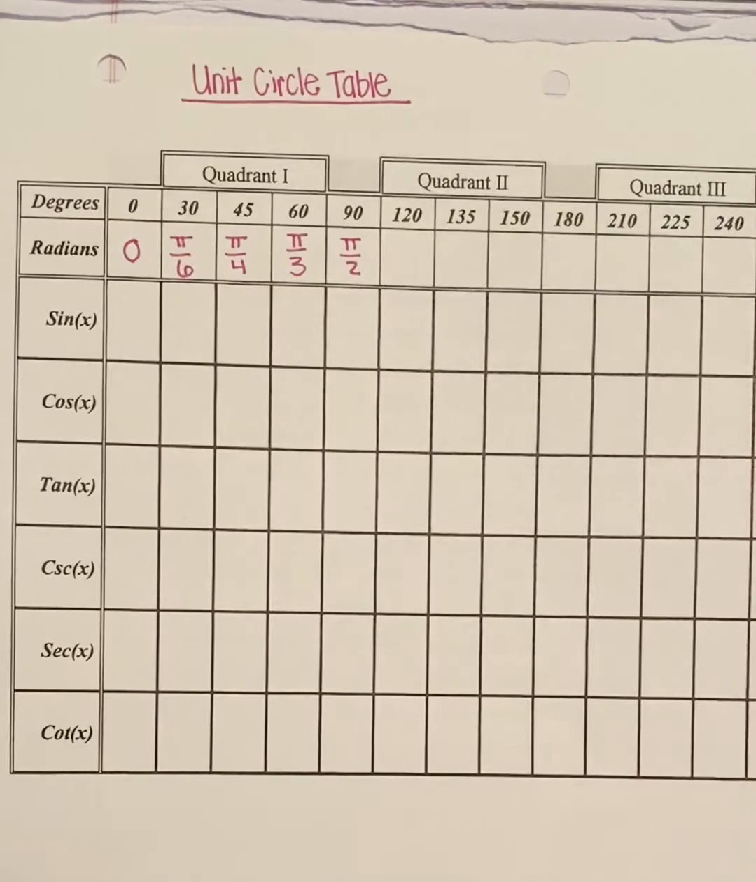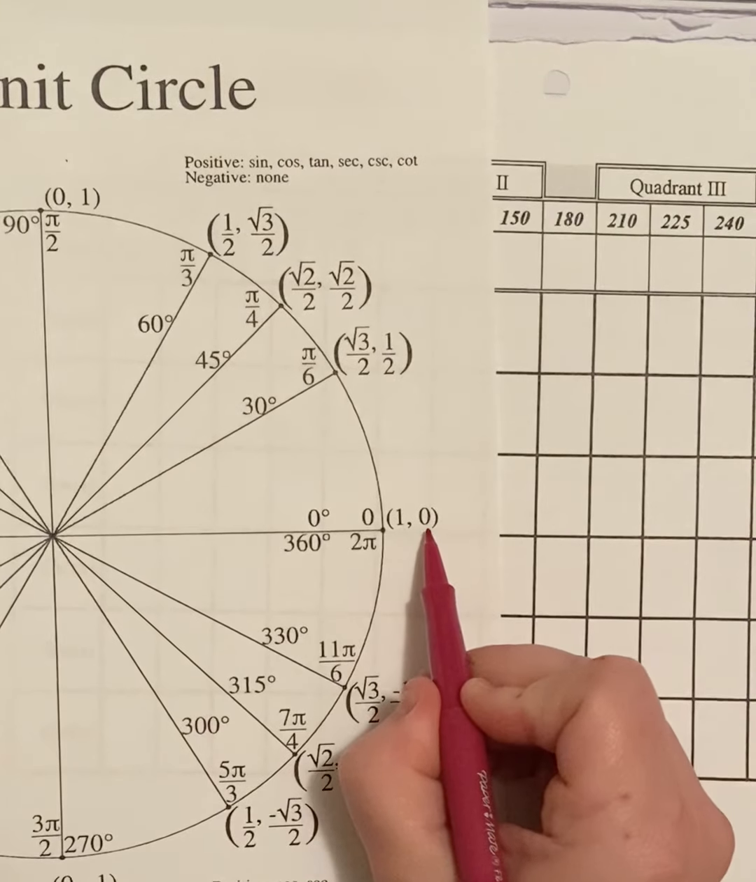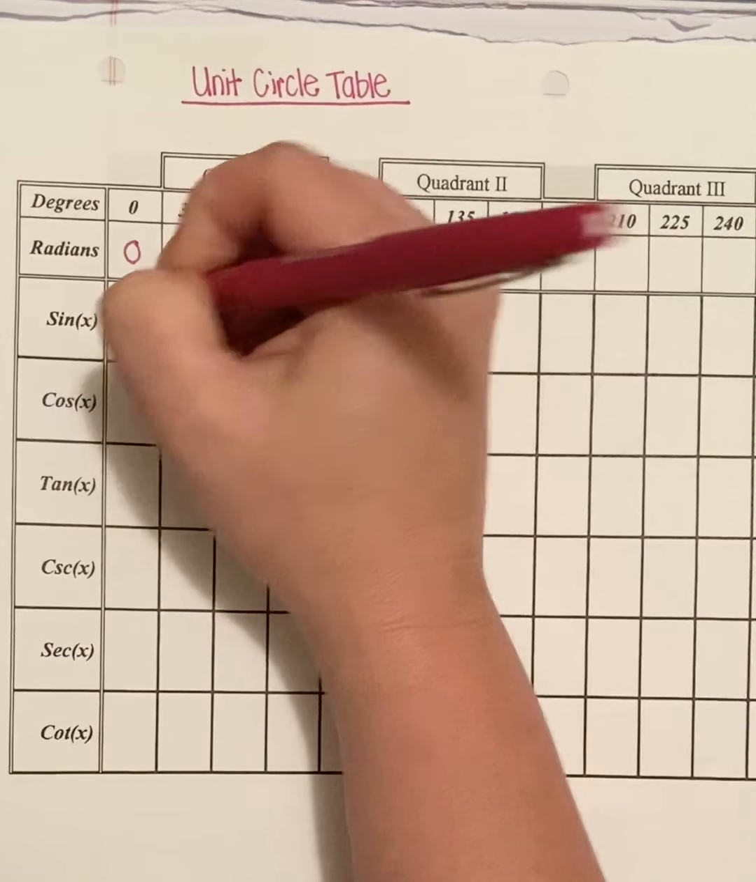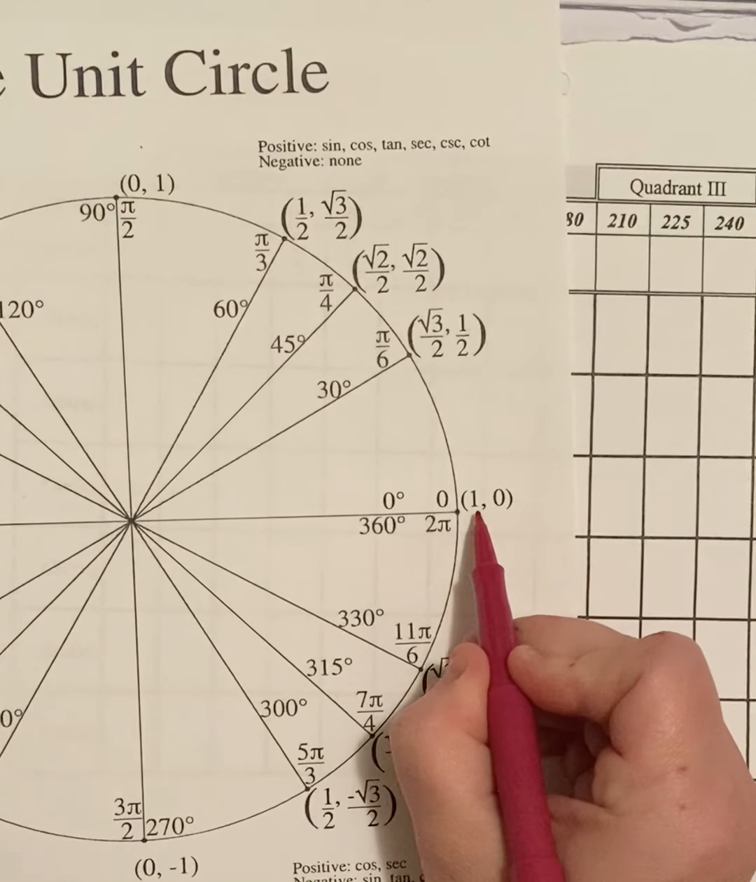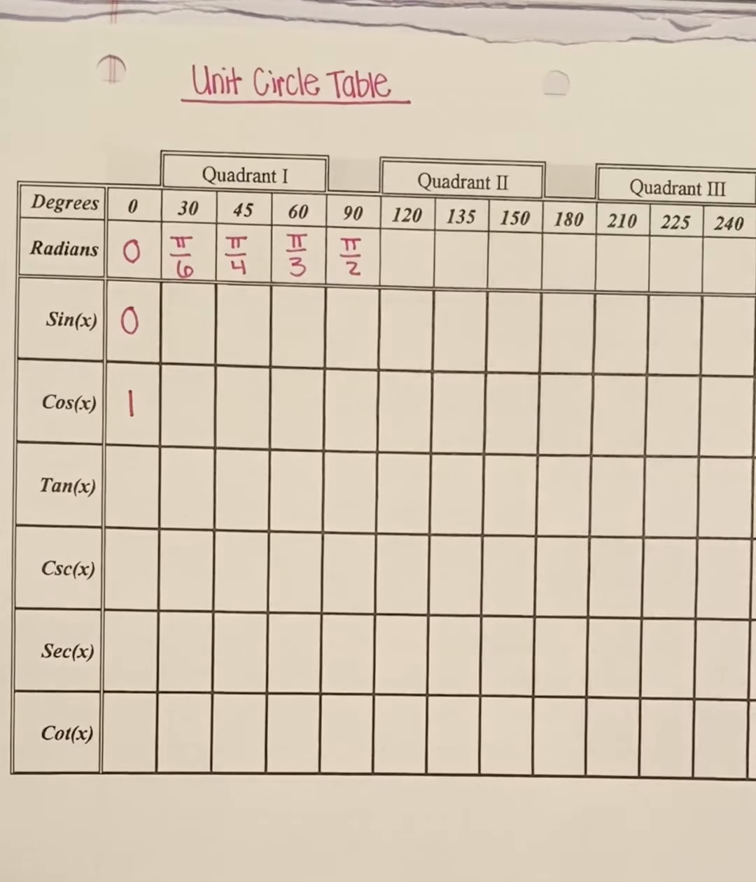All right, so let's look at our sine first. So the sine of 0, remember sine is my y coordinate. So the sine of 0 is 0. I'm going to do cosine while I'm at it, because the cosine of 0 is this x coordinate, which is 1. So I've got both of those filled in. All right, then I'm going to look at 30 degrees.